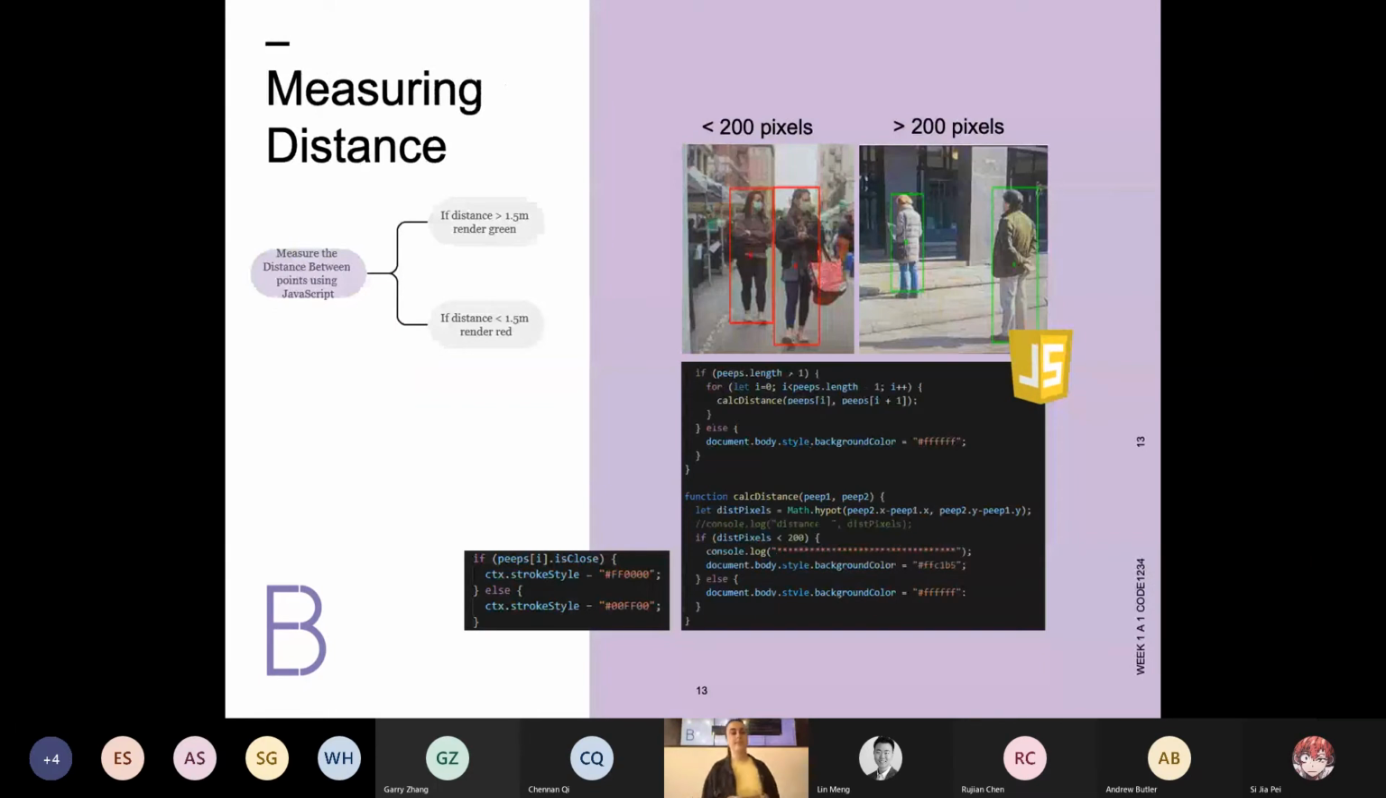Next was measuring the distance. To find the center points, I measured halfway down and halfway across each bounding box. And then setting the camera at a set location, I found that a 1.5 meter table equaled 200 pixels. And then to measure between the center points of people, I used the Euclidean distance formula. So if people were further than 200 pixels apart, they were green. If they were closer than 200 pixels, they would turn red to sort of alert that they were too close.